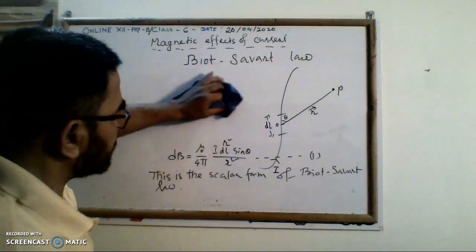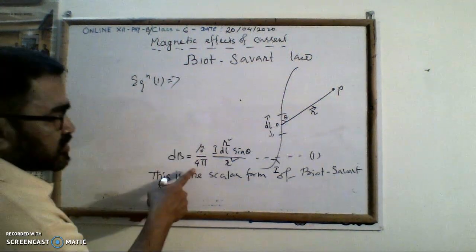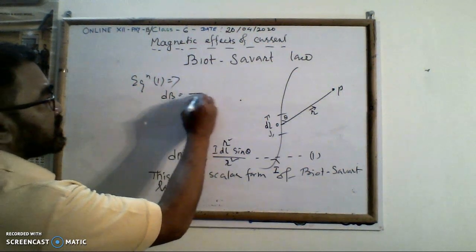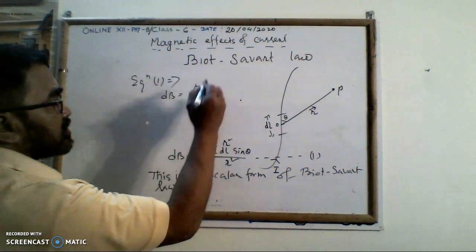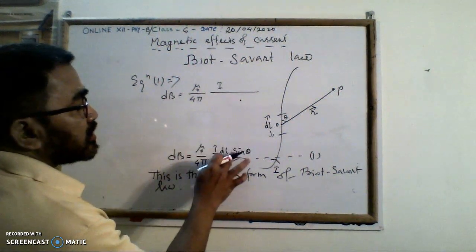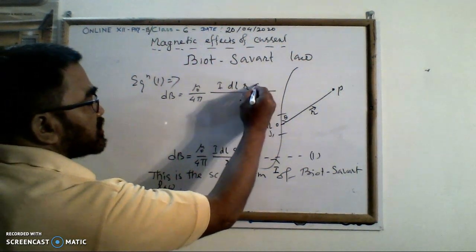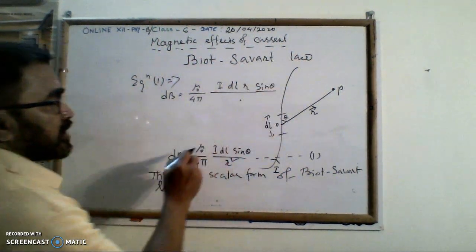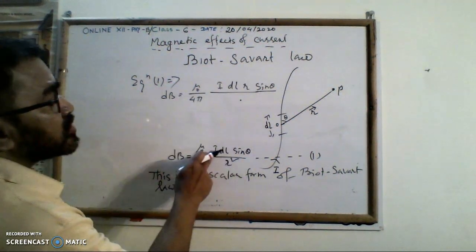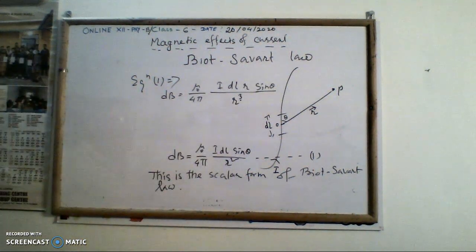Now, equation 1 implies this equation. So let us multiply both numerator and denominator by r. When r is multiplied, the denominator will be r cube, right?